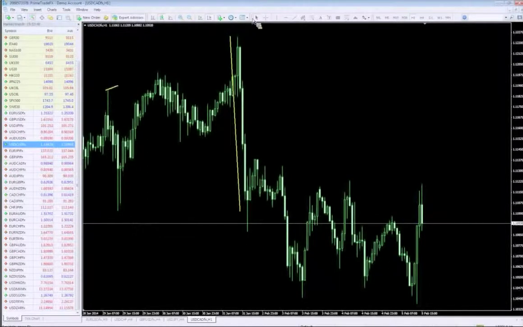And as you can see here, this push down, you see we made a high. I wanted you to see this. We made a high. We made a higher high. We made a higher high. We made a higher high.